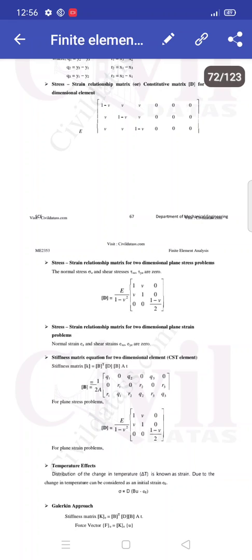Stiffness matrix equations for the two-dimensional CST element. We can make it a CST element. Then B is given, and the stiffness matrix K is equal to B transpose D B times A into t. So B is equal to 1 by 2A, q1 0, q2 0, q3.